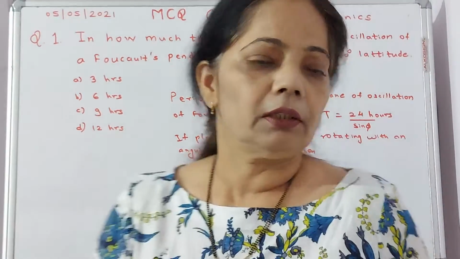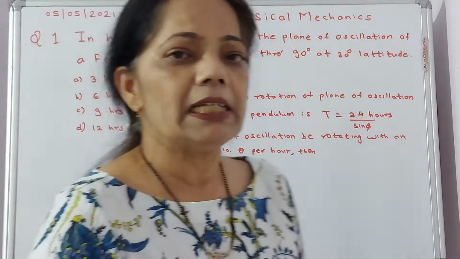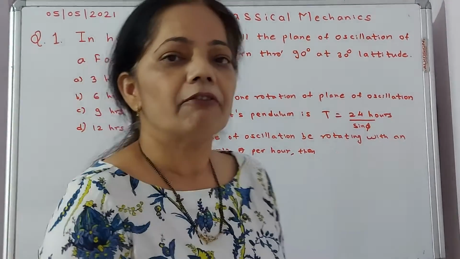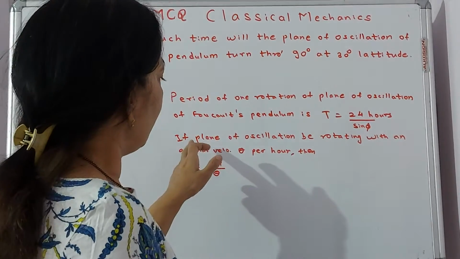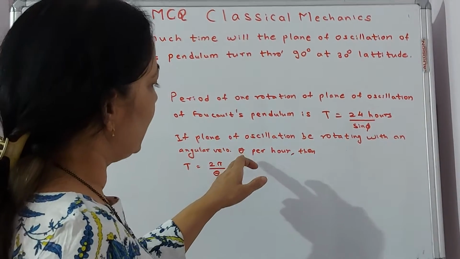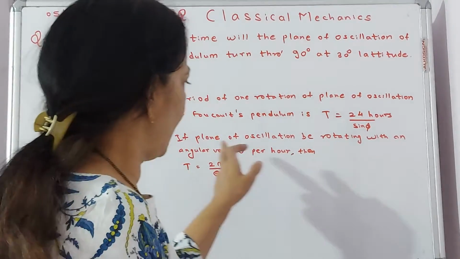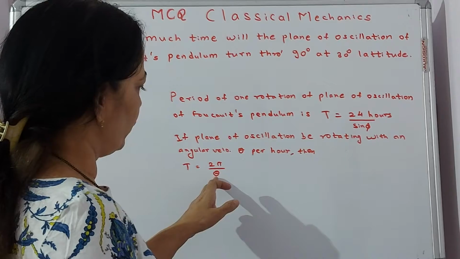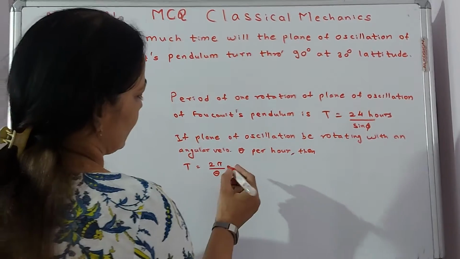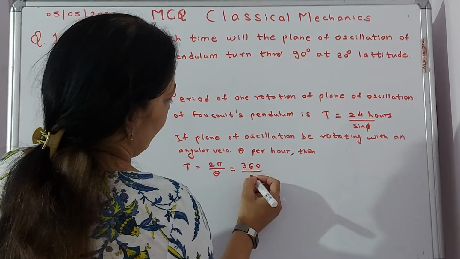The period of one rotation of the plane of oscillation of Foucault's pendulum is given by the derivation we did: T is equal to 24 hours by sine phi. And if the plane of oscillation is rotating with an angular velocity theta, usually we write T is equal to 2 pi by omega. Here the angular velocity is theta, so I wrote 2 pi by theta. Now my job is to compare these two. So here I can say T is equal to 360 divided by theta.